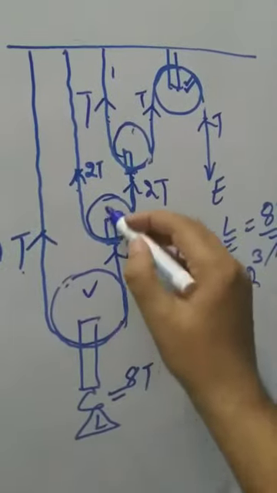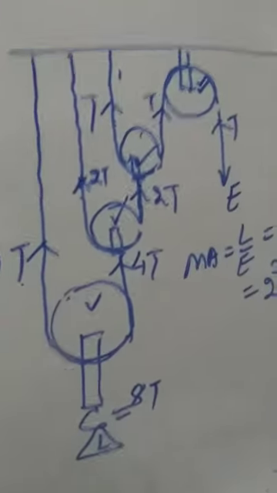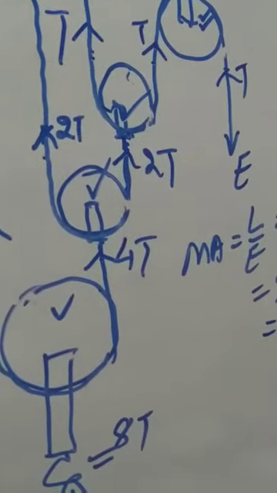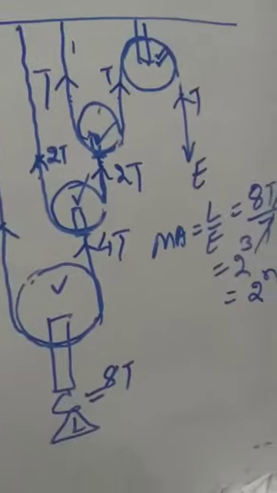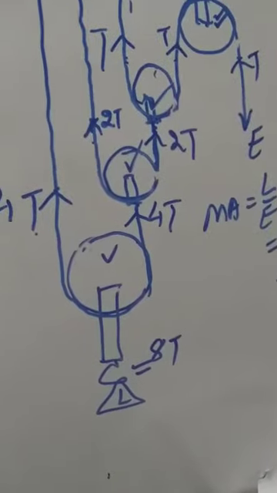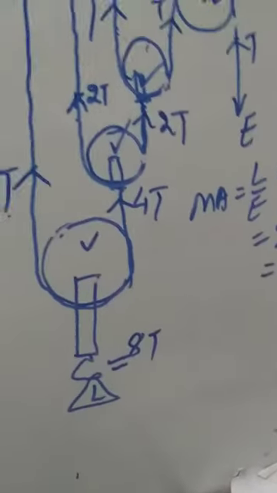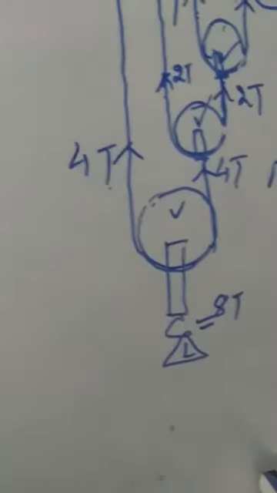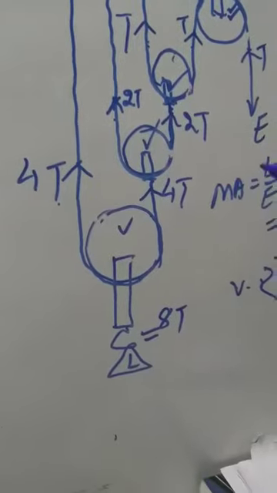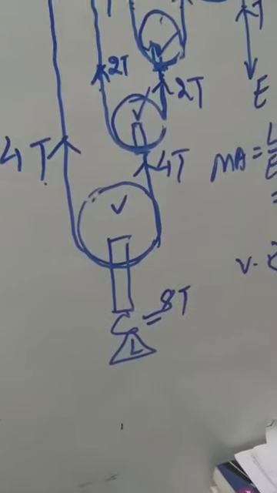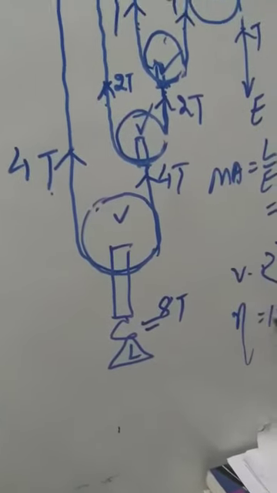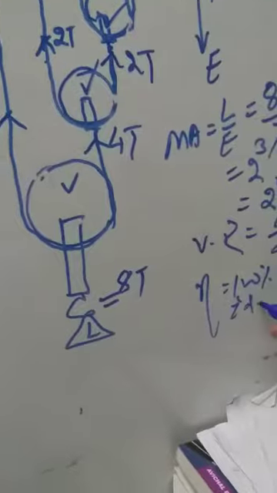So 3 is the number of pulleys used, number of movable pulleys used. So here it will be 2 to the power n, where n is the number of pulleys. So you can increase the mechanical advantage infinitely by just joining number of pulleys by the formula 2 to the power n. Now what will be the velocity ratio? Velocity ratio will be also same thing. If the effort moves by distance d, then the load moves by distance d by 8 here. So it will be 8, and efficiency will be 100% for ideal situation.